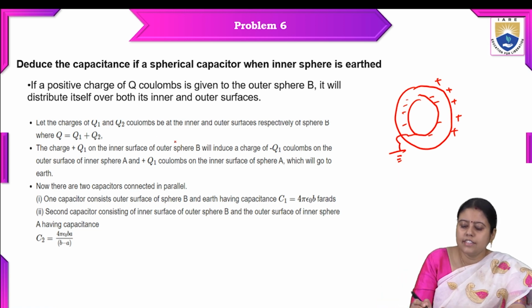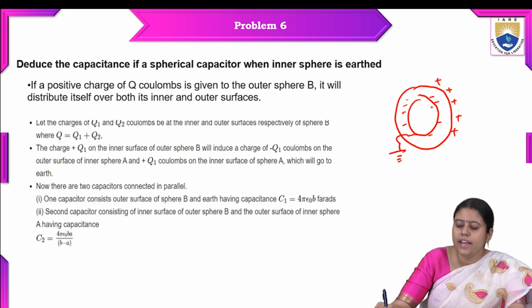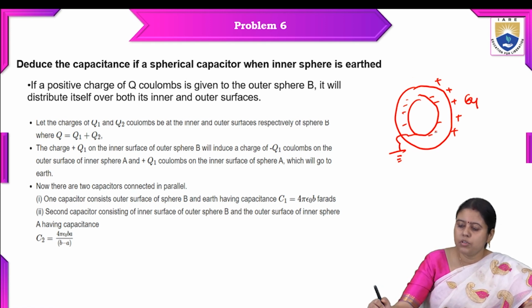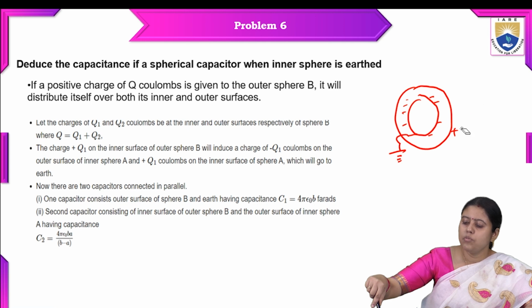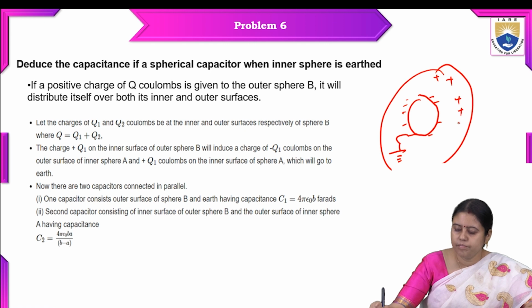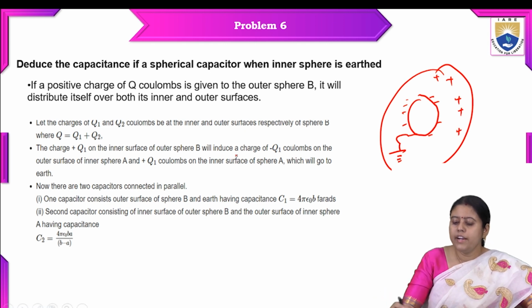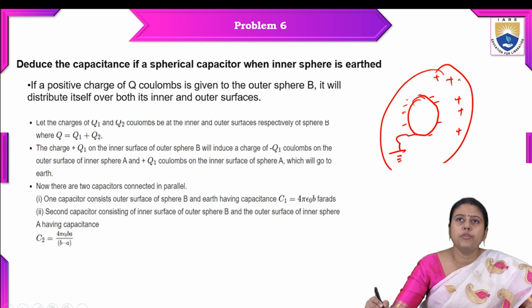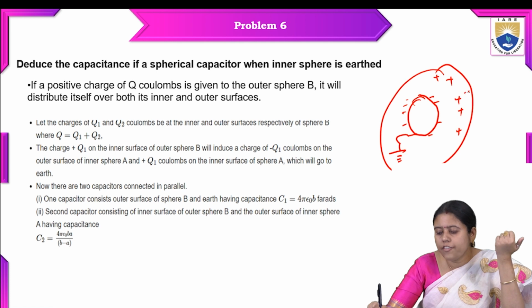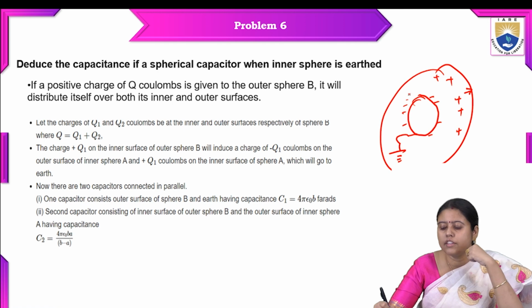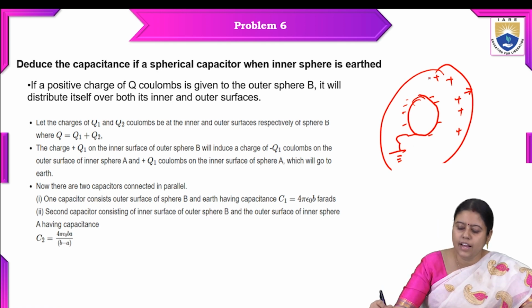So let the charges be Q1 and Q2 coulombs, the total charges. The charge Q1 is on the inner surface of the outer sphere. If we give the Q1 charge on the inner surface of the outer sphere, it will induce the opposite charge on the outer surface of the inner sphere.